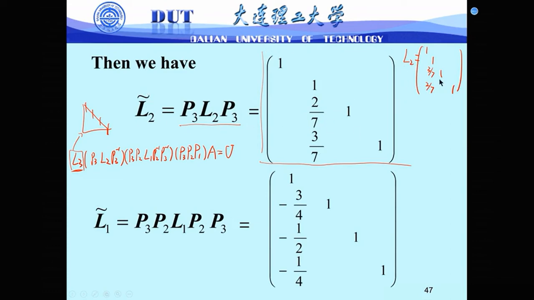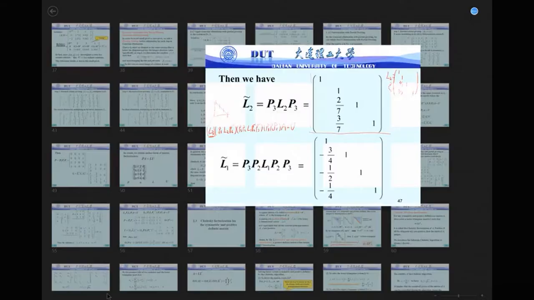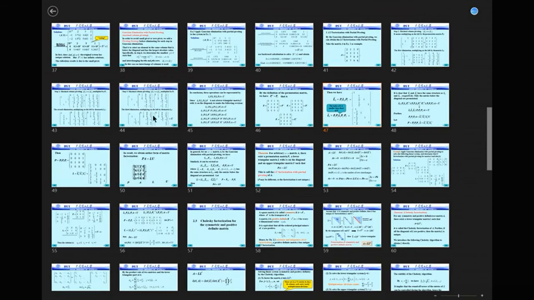What are the differences? Okay, now you see 1, 1, 1, 1 do not change. But here, from 3 over 7 to 2 over 7. And here, 2 over 7 to 3 over 7. Actually, that means we just interchange the two rows. Okay, if you remember, what's the meaning of P3? Can you tell me? Okay, P3, let's come back here.